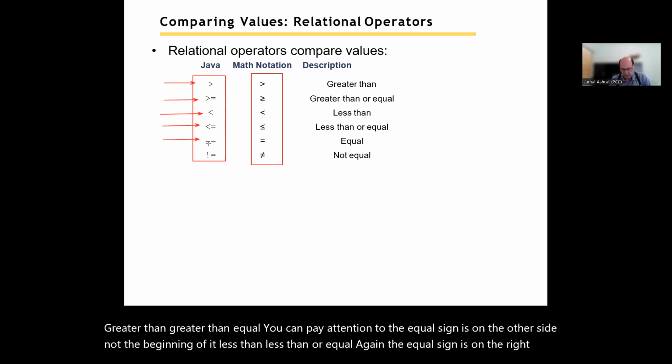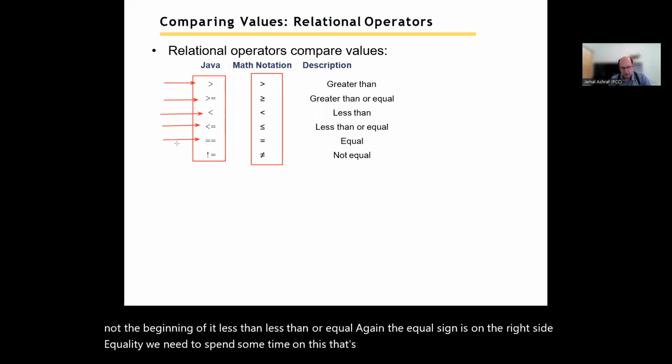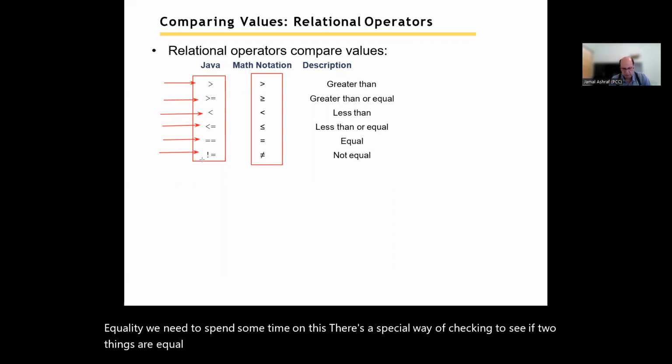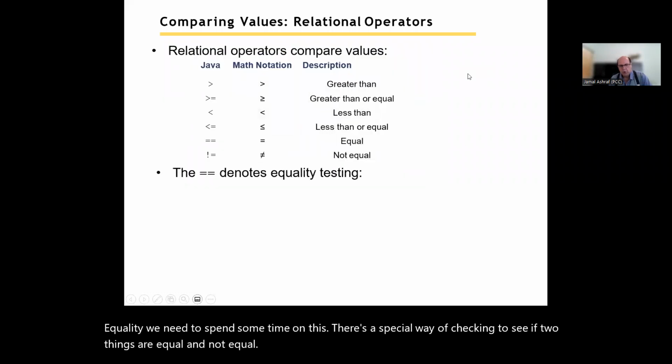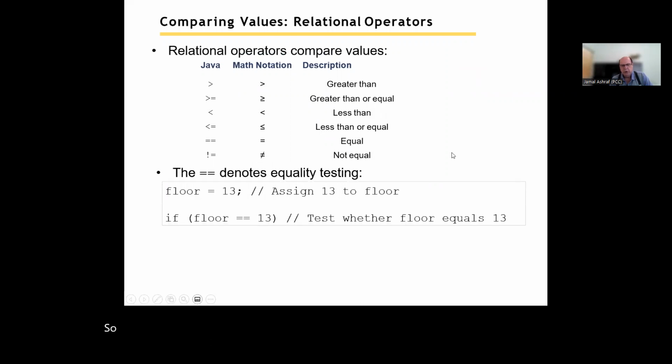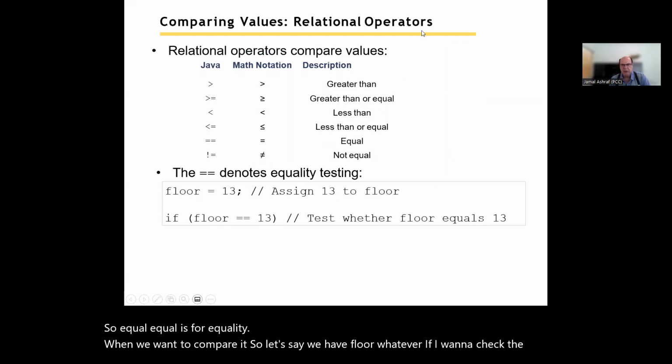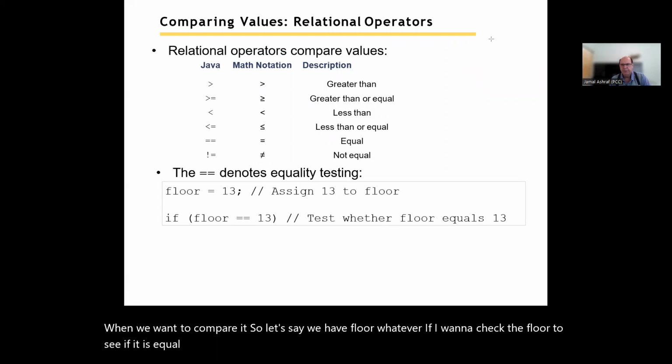Equality, we need to spend some time on this. That's a special way of checking to see if two things are equal and not equal. So equal is for equality. When we want to compare, so let's say we have floor, whatever. If I want to check the floor to see if it's equal to 13, I have to use double equal.